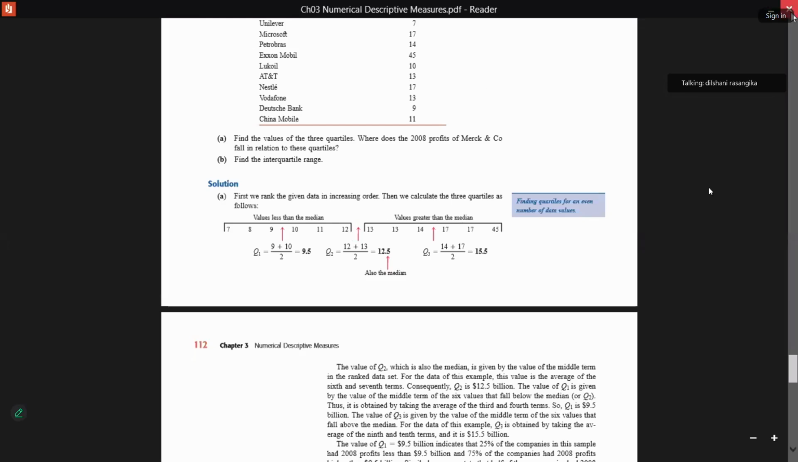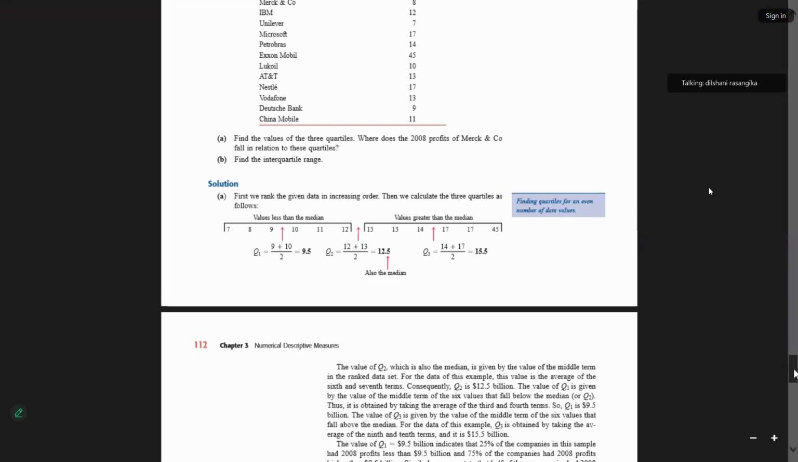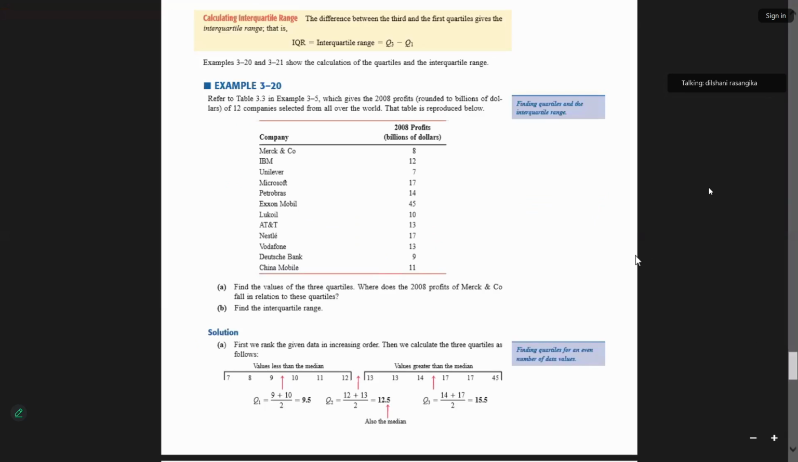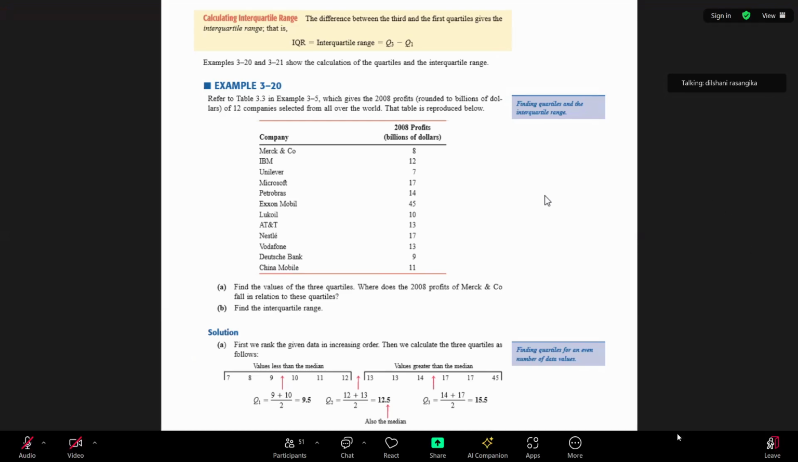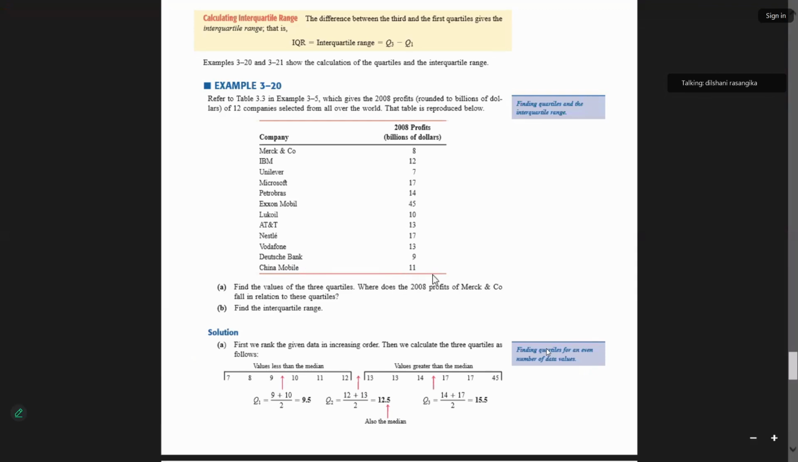Okay, look at this one. This is the example. Here, it refers to table 3.3 in example 3.5, which gives the profits of 12 companies. So there are 12 companies. That means there are 12 data altogether, right? Please learn this, because this is very important and you will have one question from this part. If you have any questions regarding that part, please ask.